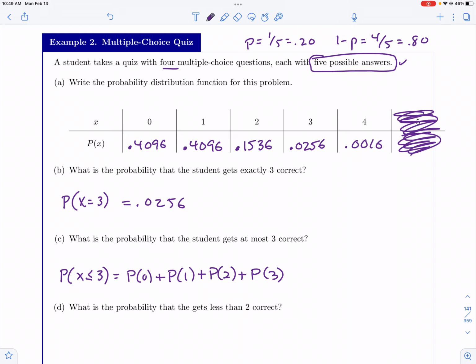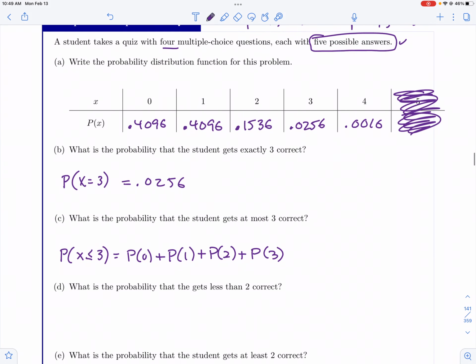All right, so what's the probability that it gets less than 2 correct? So the probability of x less than 2, so in this case, we don't want to count 2 as part of our correct ones. So we're looking at just the probability of 0 plus the probability of 1 in that case.